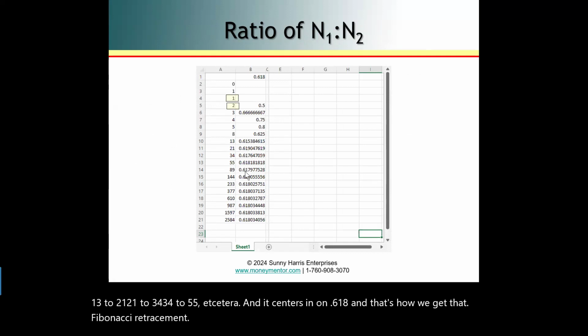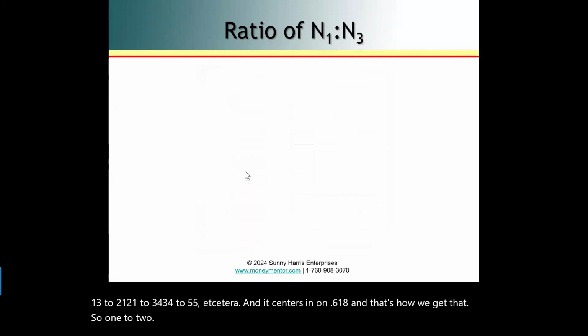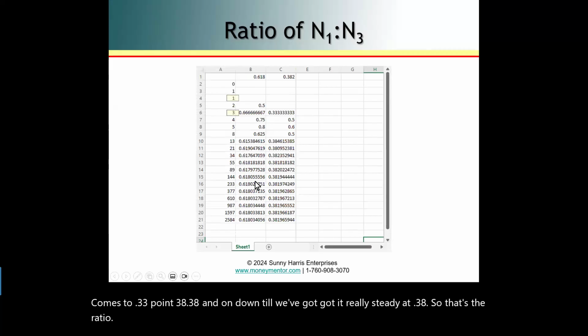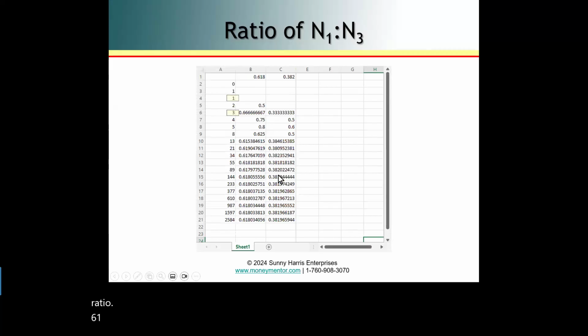So 1 to 2, etc. Now, if you go to number 1 to number 3, you get 1 to 3 comes to 0.33, 0.38, 0.38, and on down till we've got it really steady at 0.38. So that's the ratio. 61.8, 38.1.